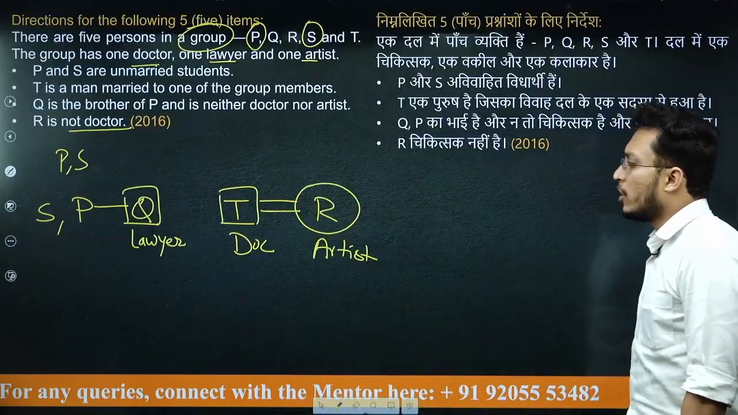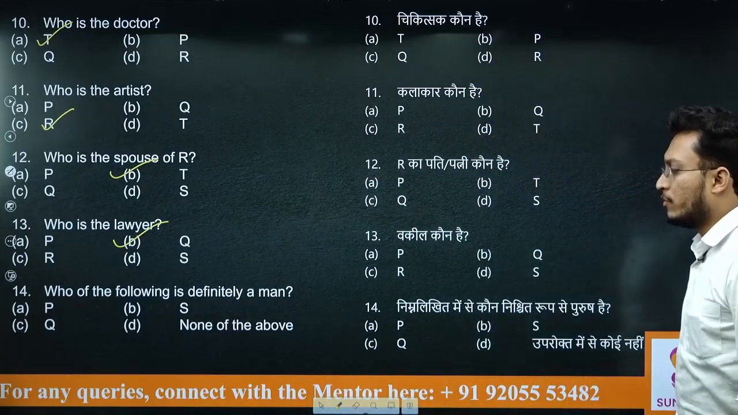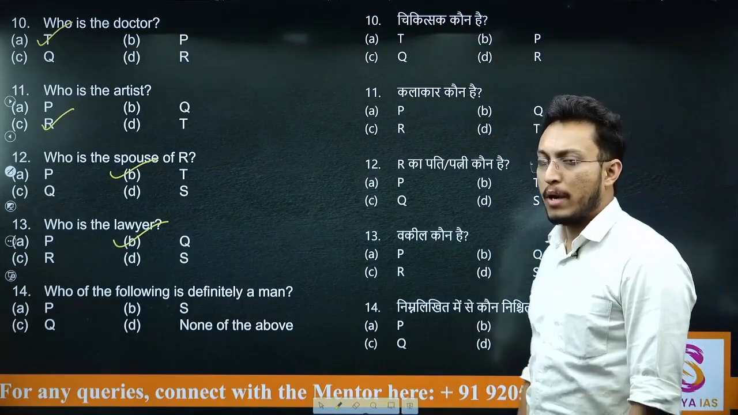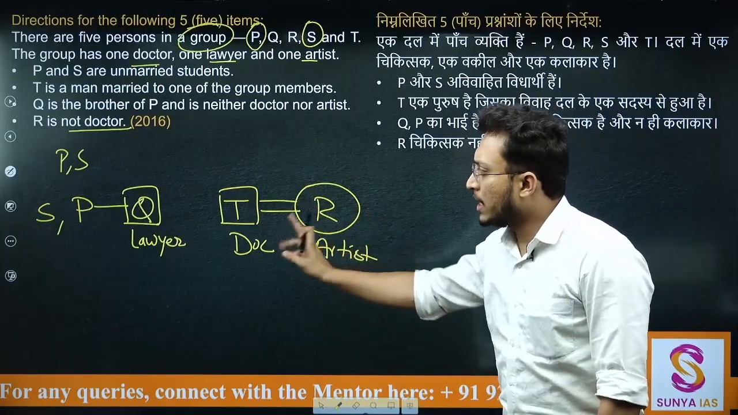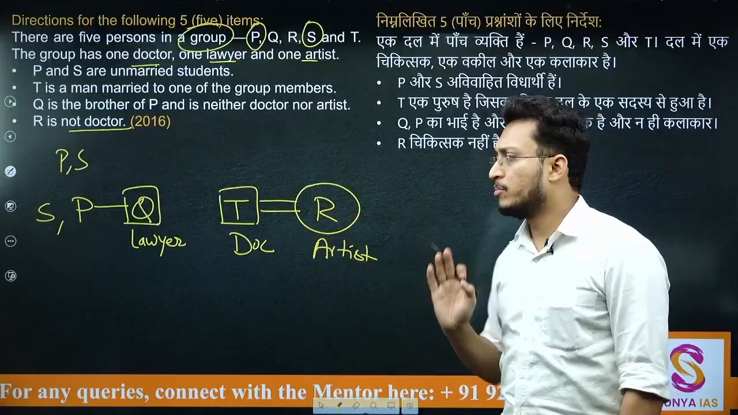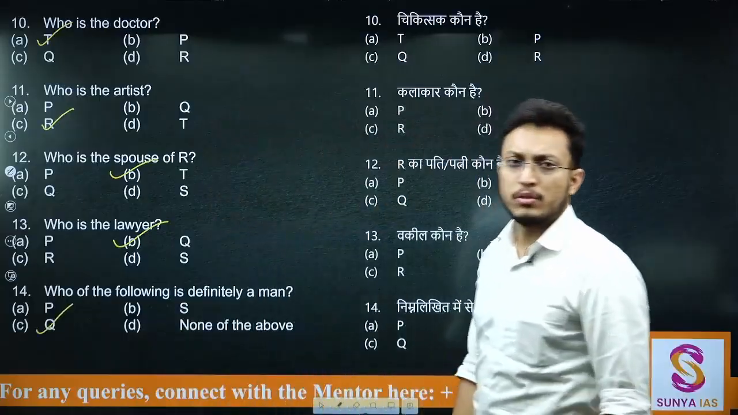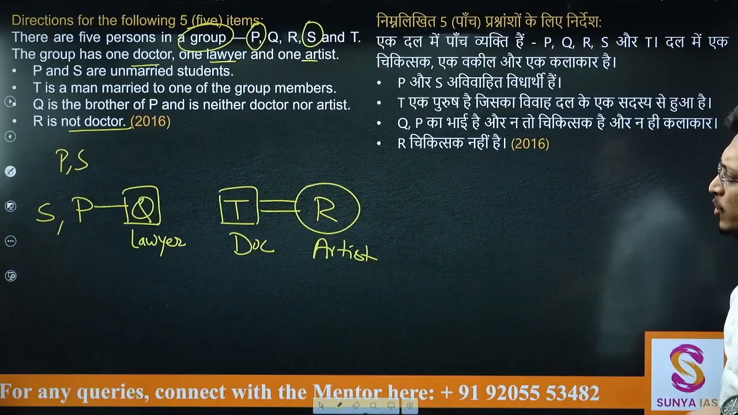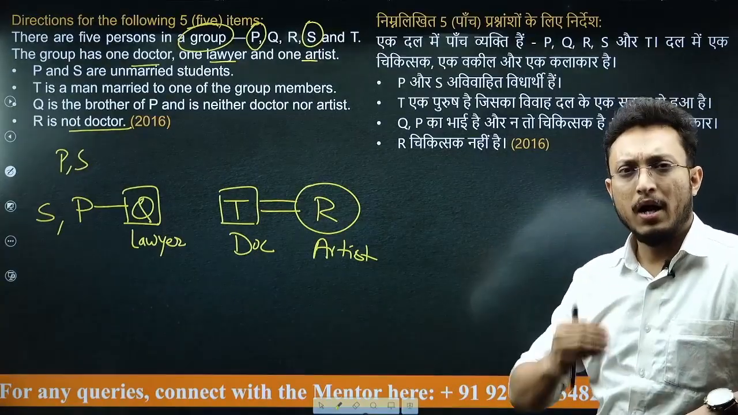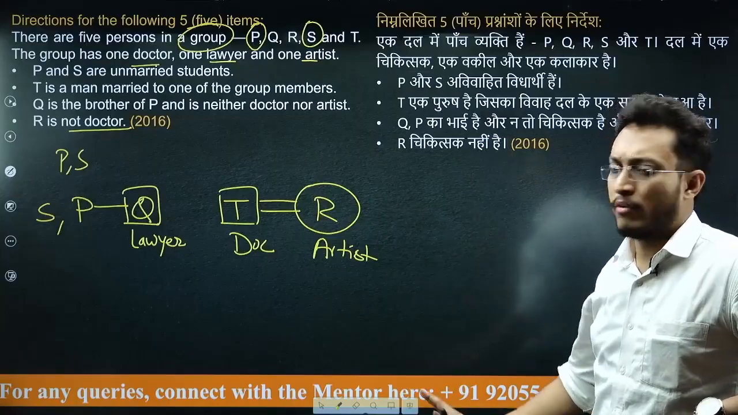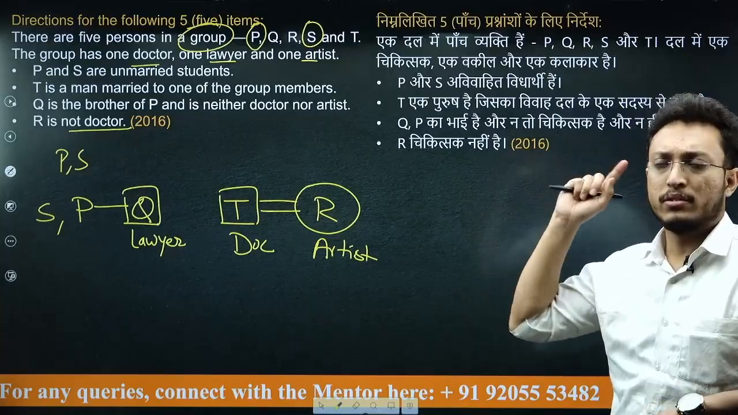Who is the lawyer? Lawyer कौन है? Lawyer is Q. So Q जो है lawyer है यहाँ पर. Who among the following is definitely a man? इनमें से कौन definitely एक आदमी है? या तो Q हो सकता है या T हो सकता है. P और S का हमें जेंडर नहीं पता, तो either it is Q और T. ऑप्शंस में दिया है Q, so our answer becomes Q here. तो एक सिंपल सा क्वेश्चन जिसके साथ 5 क्वेश्चन अटैच करके दे दिए, एक बार में हार्डली 2 मिनट लगा होगा, पूरा 5 के 5 सवाल आपके हो जाएंगे. This was how easy the paper was back then in 2016.